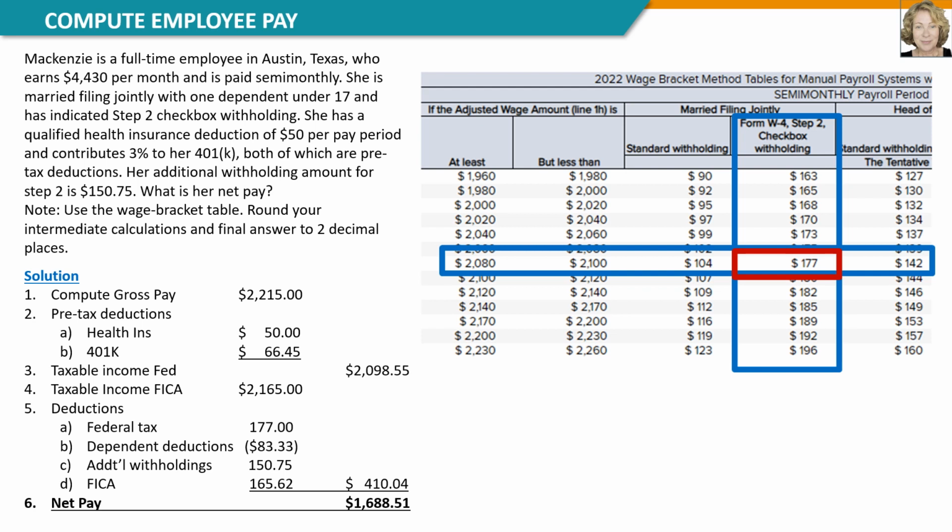The next step is to calculate the Social Security tax, which is 6.2%, and the Medicare tax, which is 1.45%, on the FICA taxable wages of $2,165, which results in $165.62. Once we subtract all of the deductions of $410.04, we arrive at the net pay of $1,688.51.